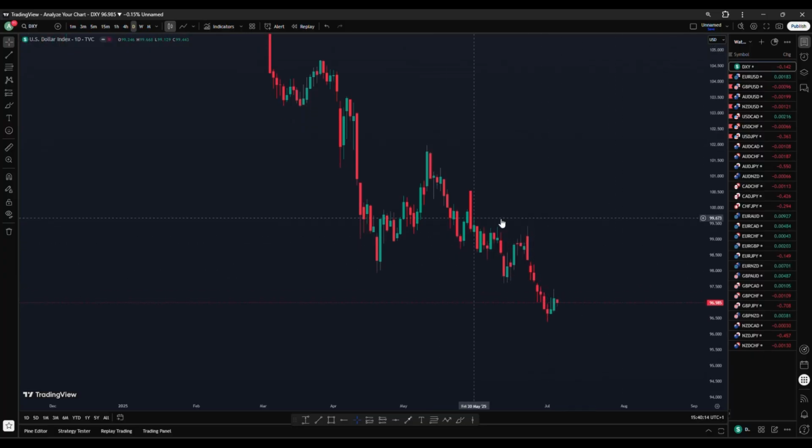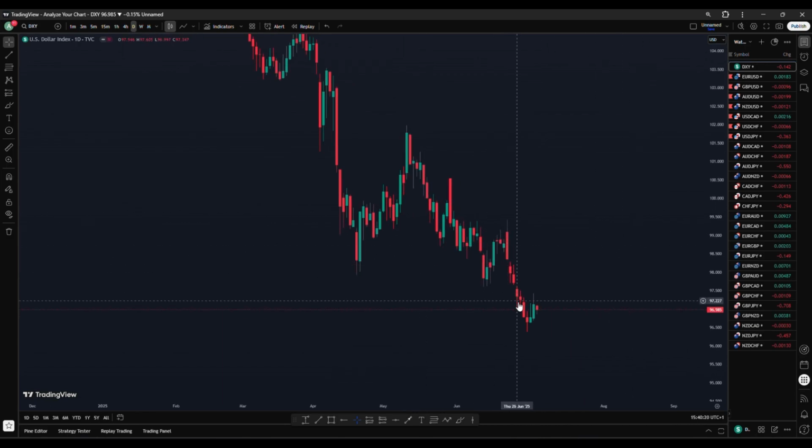Now, what am I looking forward to see from the dollar index? I want to see the dollar index continue this downtrend because, like I said, I do not call tops or bottoms. I just follow the trend. And as you can see clearly here, we are still in a downtrend. So I'm looking forward to see more price action to the downside.